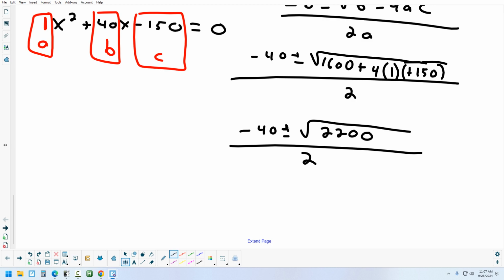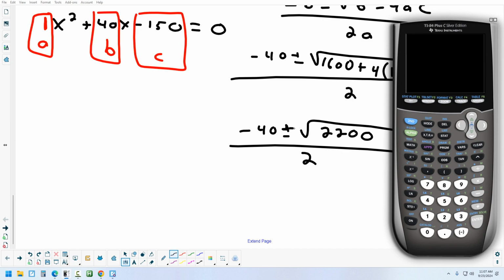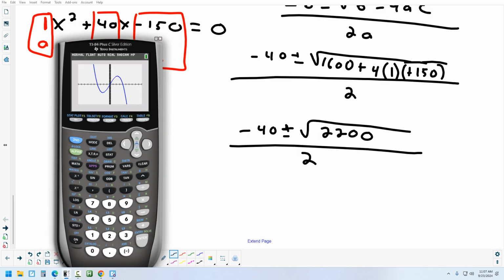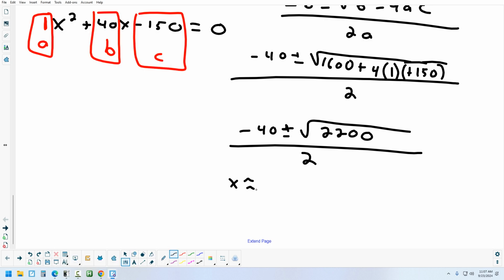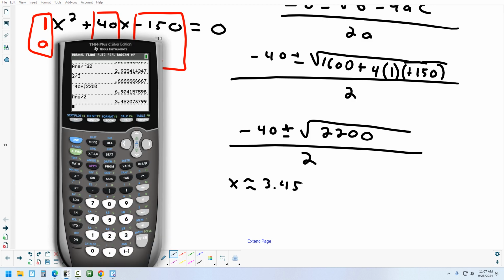Okay, and at this step, that's our answer. We just have to type it in and see what it comes out to. So we're going to get 2 answers. Negative 40 plus the square root of 2200. And I usually do it like that. I do the top first, and then I hit divide by 2 after. I don't have to. I could have done it a little differently, but it's just how I do it. Approximately 3.45. And remember, that's just approximate. That's why I put that symbol. It's not exactly 3.45.